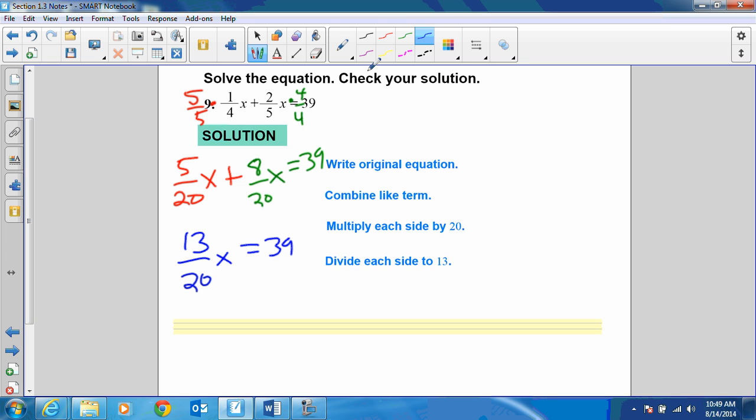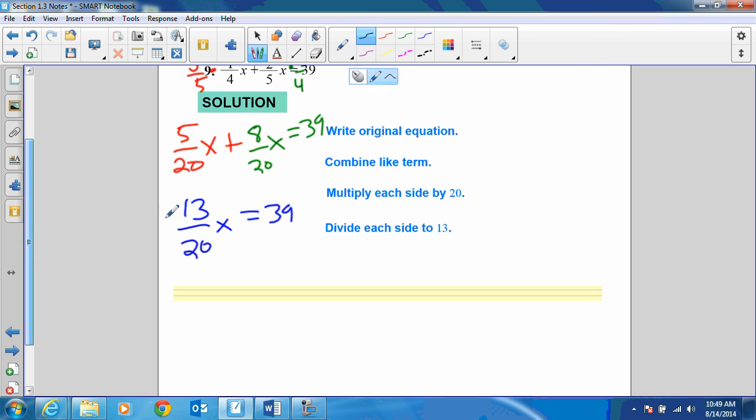Okay. The next step is we're going to multiply. You can divide by 13/20 if you have the right calculator, but in this case, we're going to multiply by the reciprocal if you have a fraction, which is 20 over 13. The 20s will cancel out, the 13s will cancel out, and we'll be left with just x.